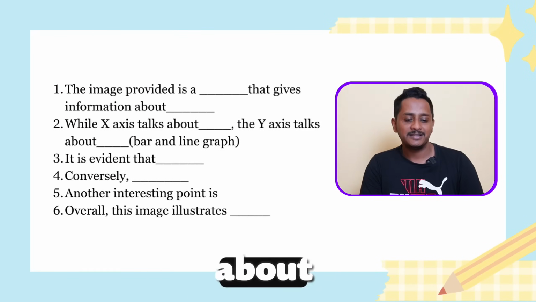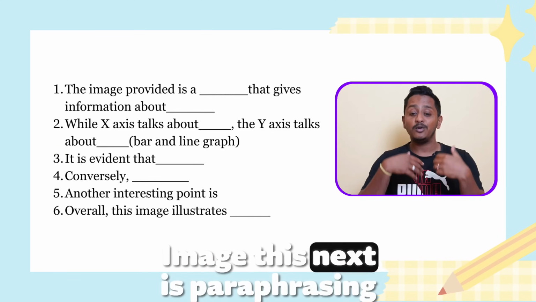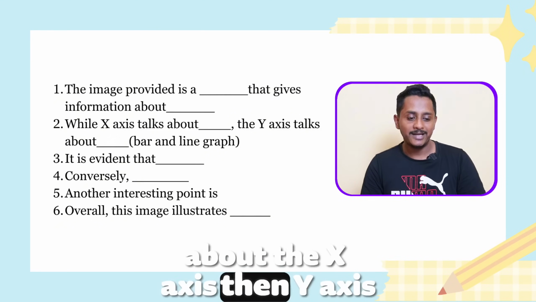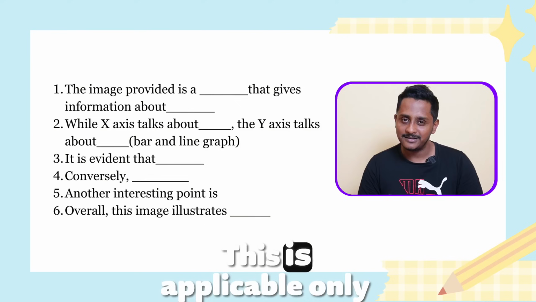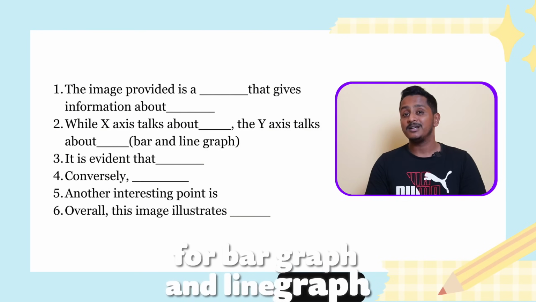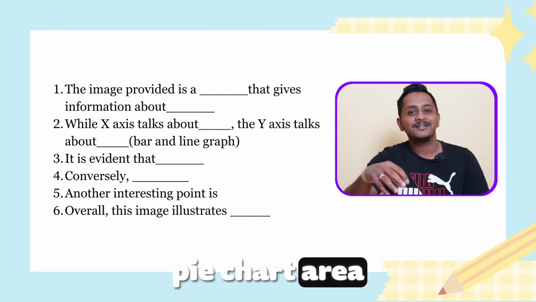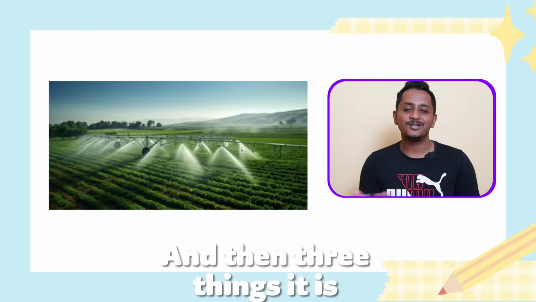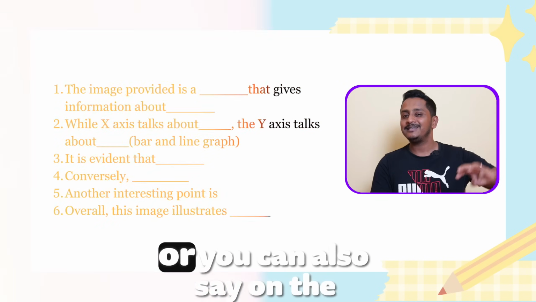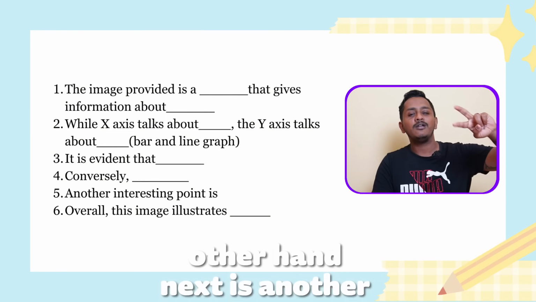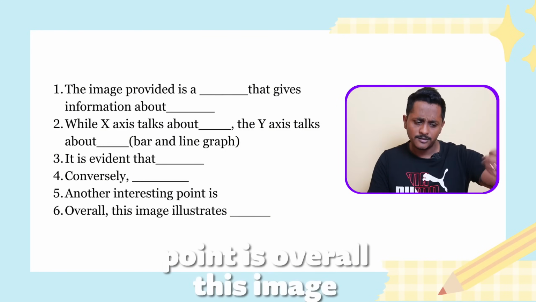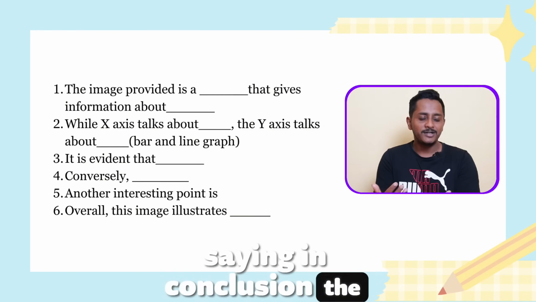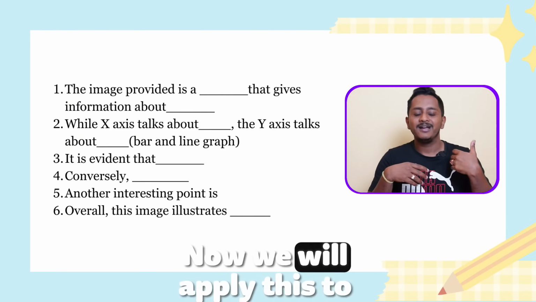The image provided is a dash that gives information about something about the image. Next is paraphrasing. Well, x-axis talks about, then y-axis talks about. This is applicable only for bar graph and line graph. You cannot apply this for pie chart, area, or some other picture process. Hope you're getting it. And then three things. It is evident that, conversely, or you can also say on the other hand. Next is another interesting point is, overall this image illustrates, or you can modify it by saying, in conclusion, the image illustrates.